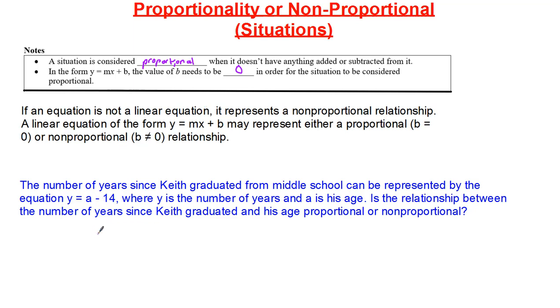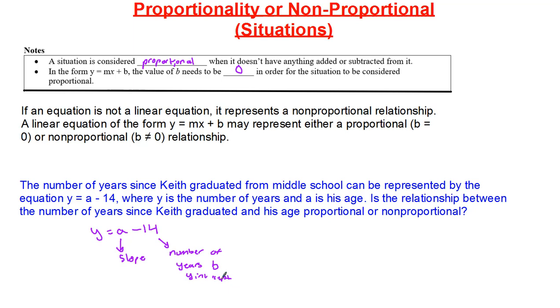The number of years since Keith graduated from middle school can be represented by the equation y equals a minus 14, where y is the number of years and a is his age. So this is basically going to be our slope, and this is going to be number of years, which is equal to our b value, which is our y-intercept. Is the relationship between the number of years since Keith graduated and his age proportional or non-proportional?